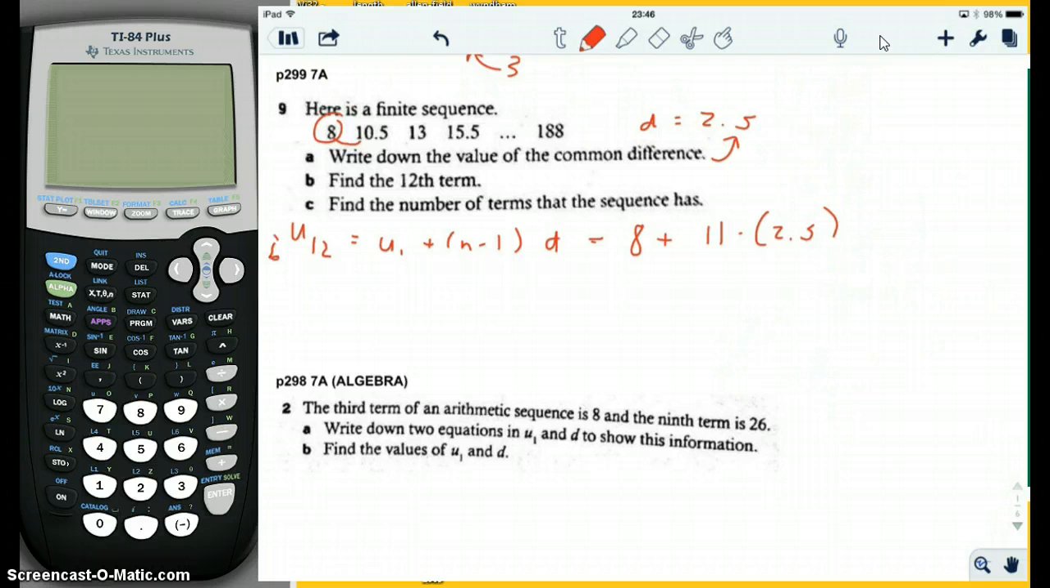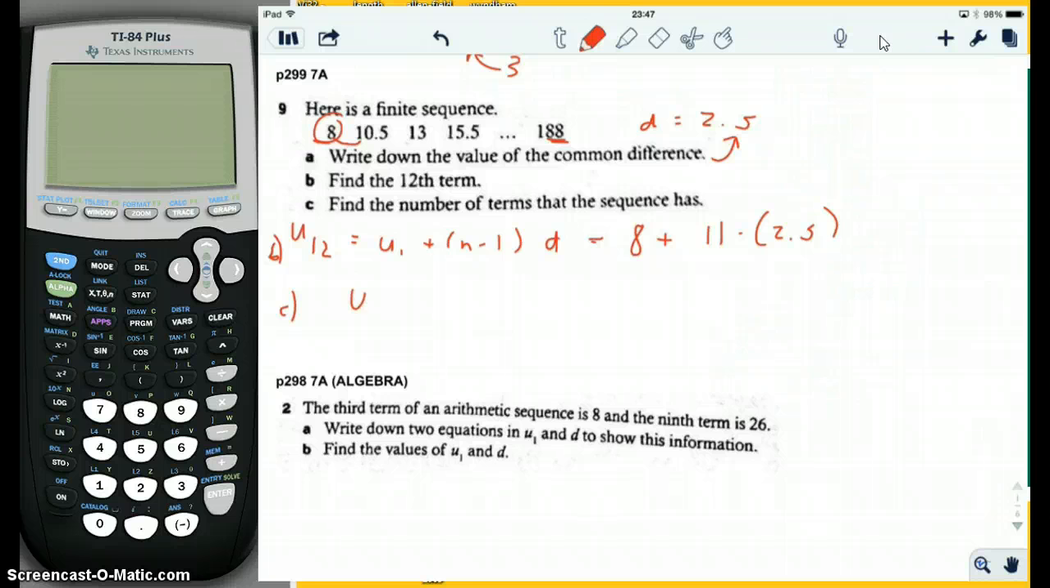C. Find the number of terms that the sequence has. Okay, we know that it starts at 8 and it goes to 188. We don't know how many numbers we have. It never says what term the 188 is, and that's kind of what they're asking.